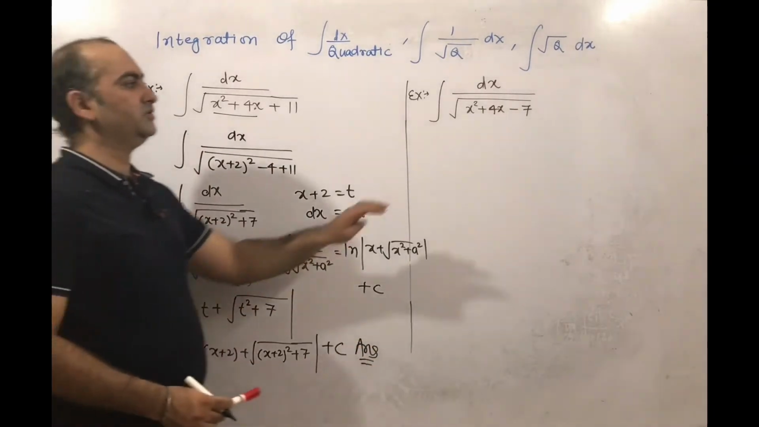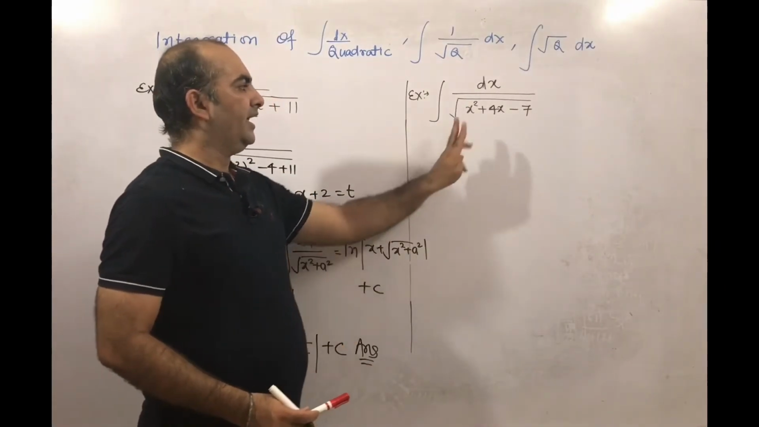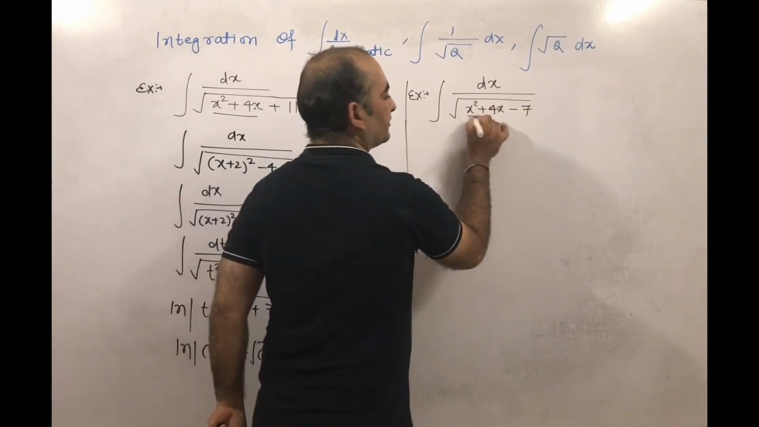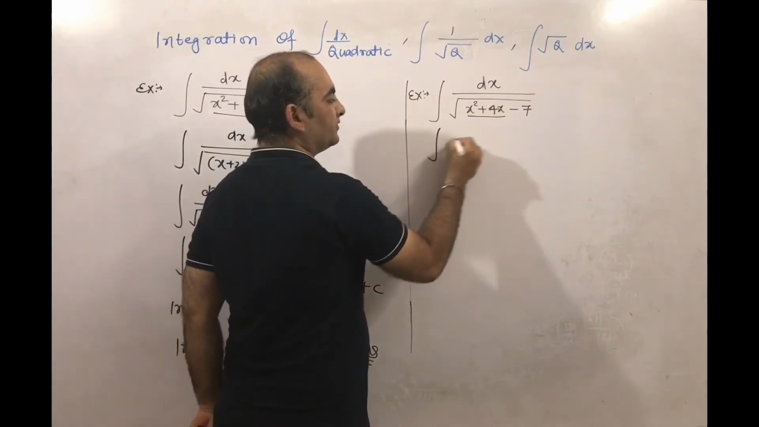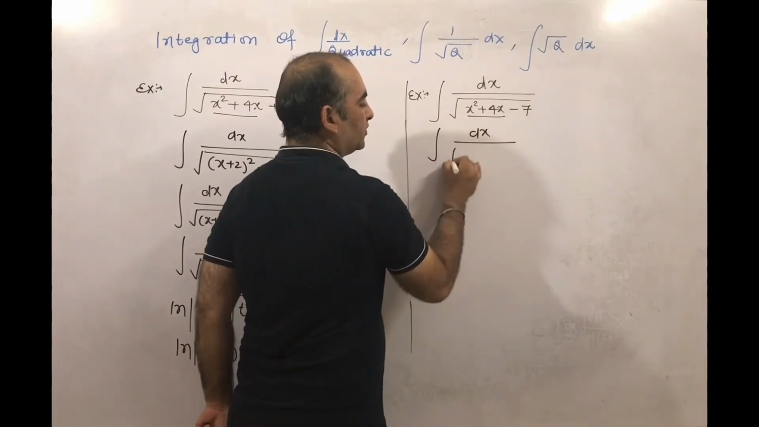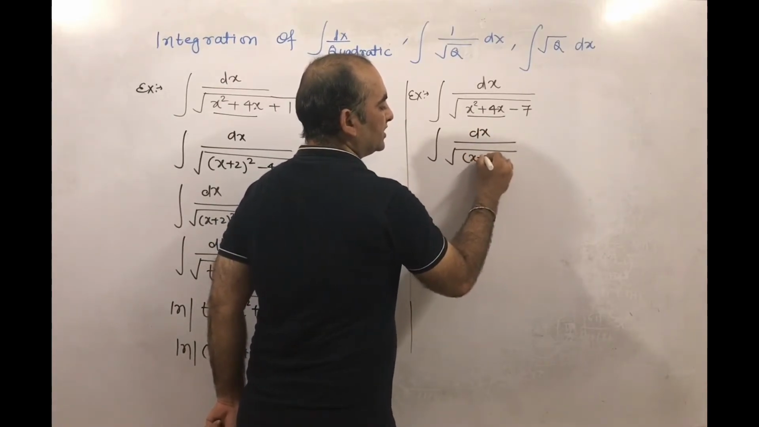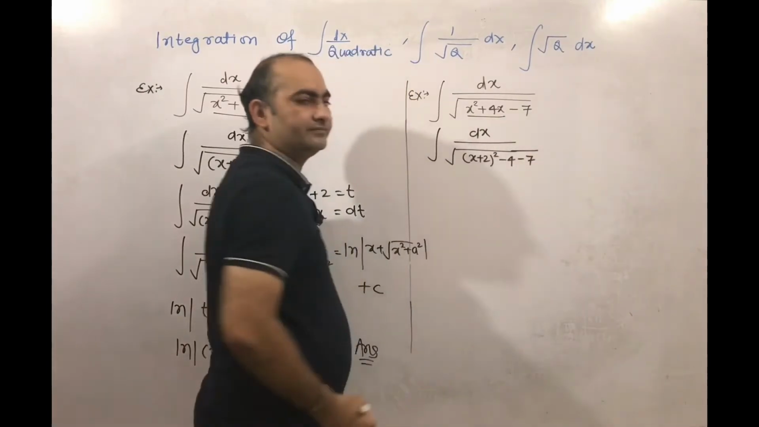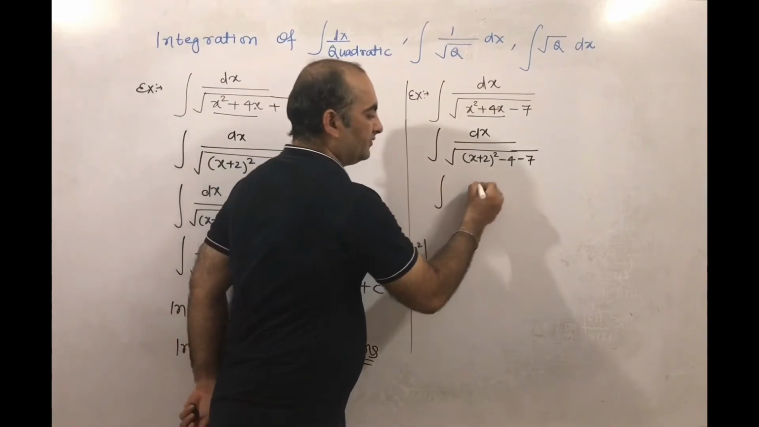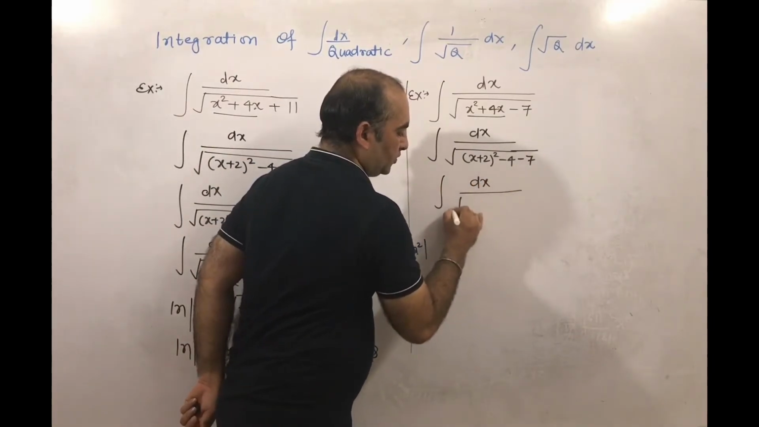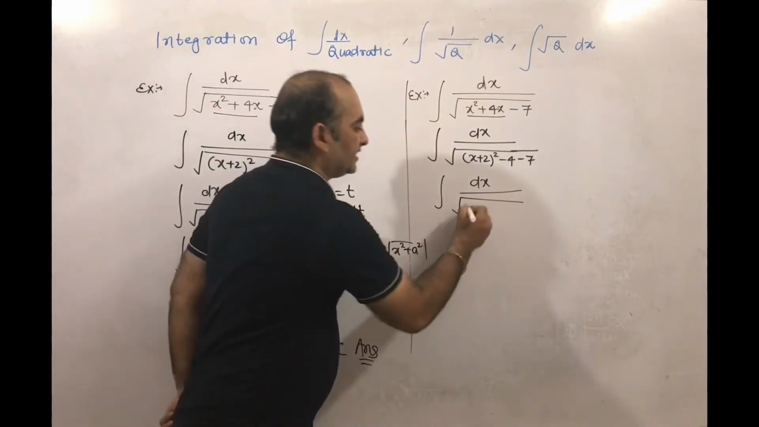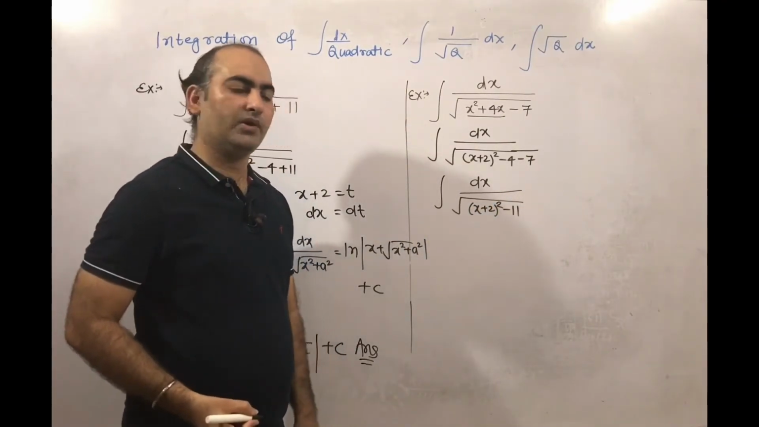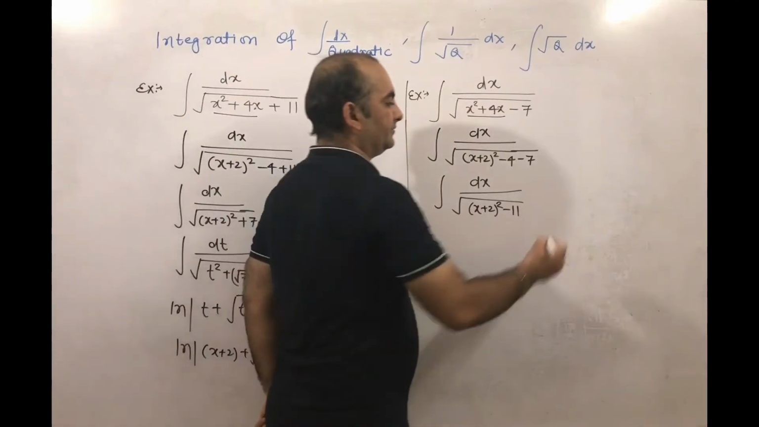Similarly, this problem we have to solve. So here also x square coefficient is what? 1. So next step is what? We have to make this one perfect square. So this will come out integration of dx divided by root over x plus 2 whole square minus 4, and this is what? Minus 7. This will come. So this will come out integration of dx divided by root over x plus 2 whole square minus 11. Now here again x plus 2 we will take t.